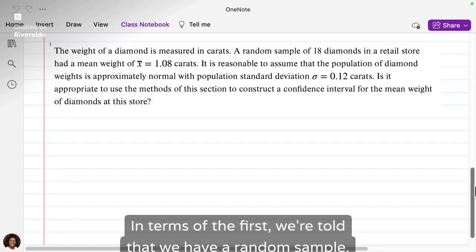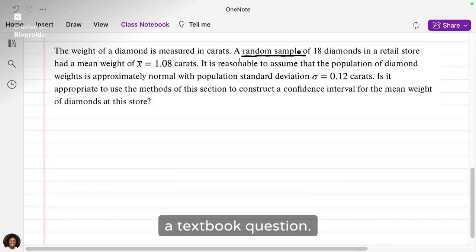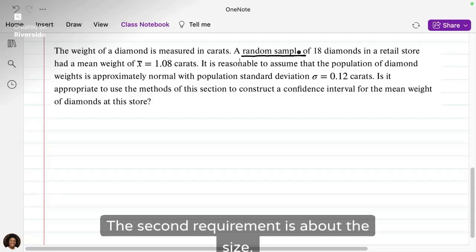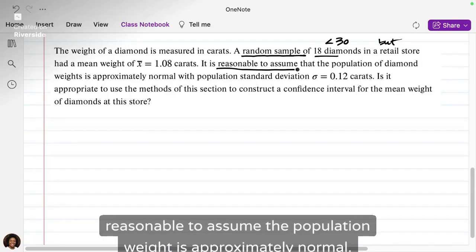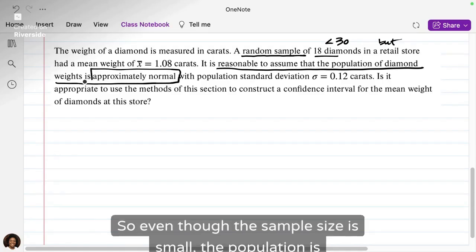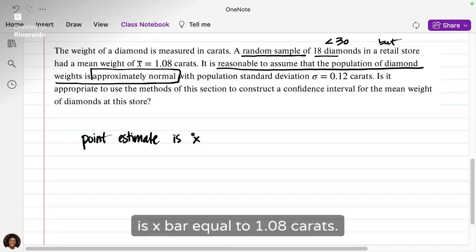In terms of the first, we're told that we have a random sample, and so we can assume, again, it's a simple random sample because this is a textbook question. Now, the second requirement is about the size. The size is 18, which is less than 30, but we're also told that it's reasonable to assume the population weights is approximately normal. So even though the sample size is small, the population is approximately normal, so we're able to proceed. The point estimate is x bar equal to 1.08 carats.